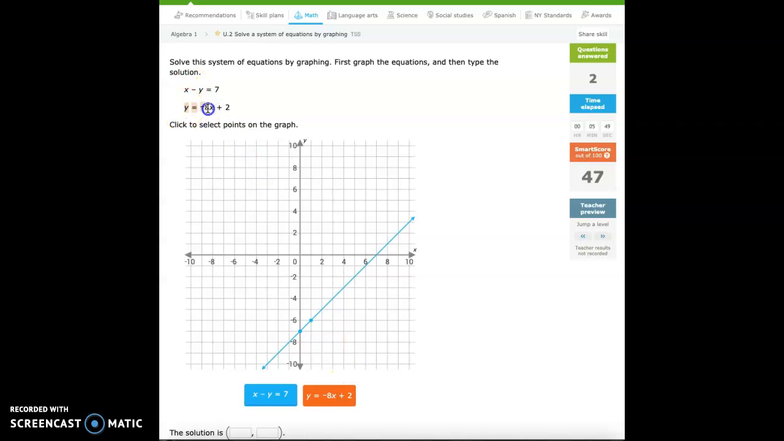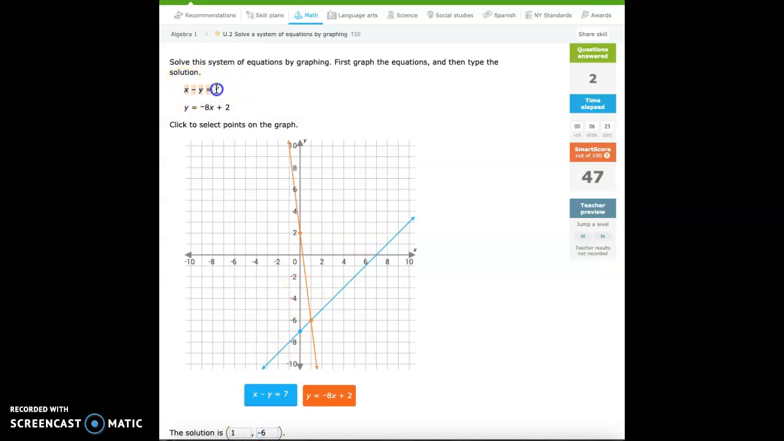Second equation, we have y equals -8x plus 2. We start with 2 on the y-axis. And now we have negative 8 over 1 as our slope. So that negative 8 means I'd go down 8. So 1, 2, 3, 4, 5, 6, 7, 8, and over 1. Our solution is 1, negative 6. The two graphs cross at 1, negative 6.